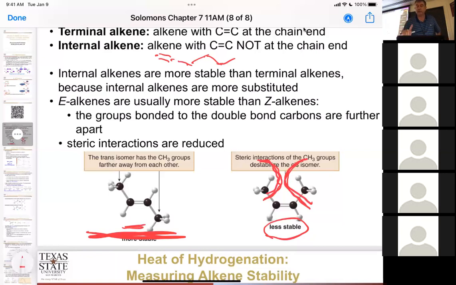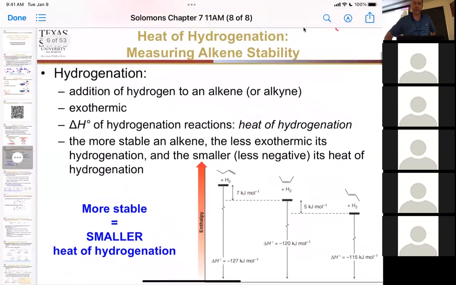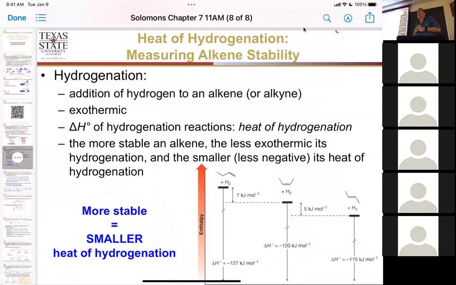Okay, but there's even more information here. We don't just make it up or say the model looks better or anything like that. We actually do an experiment called the heat of hydrogenation. Basically, we take our alkene and add hydrogen across that double bond, and the amount of heat it liberates tells us how much energy was stored in that double bond. So the more energy given off, the less stable it was. Does that make sense? The more energy it gives off, the less stable it was.